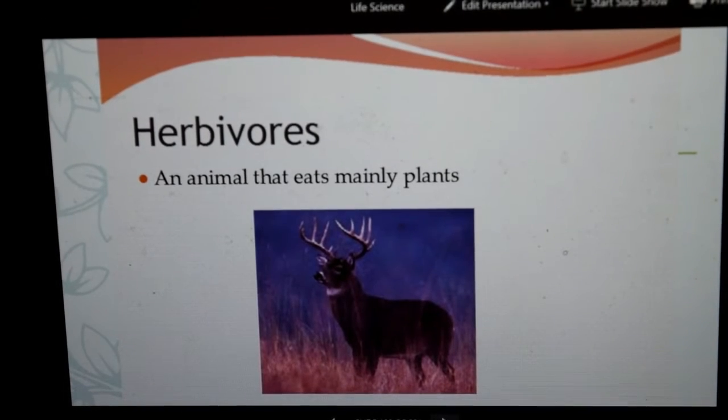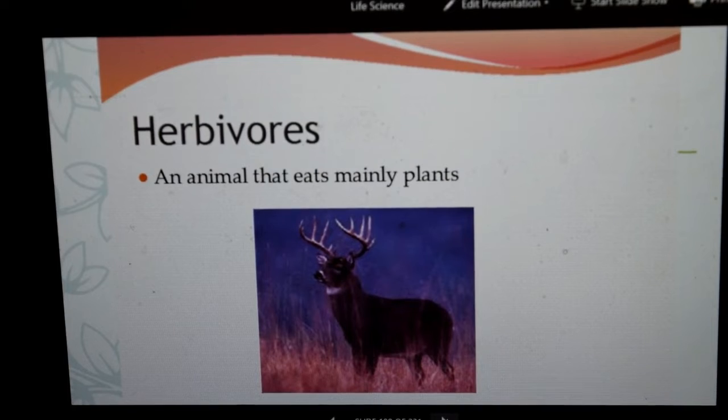The next are groups of animals. We saw this picture of the deer before. The deer is an herbivore, and that's an animal that eats mainly plants. I don't think many herbivores eat much meat, but for the most part, their diet consists of plants. Now, if this was a person, you'd call that a vegetarian. A vegetarian just eats plants, a person. But this is an herbivore. It's an animal that eats mainly plants.